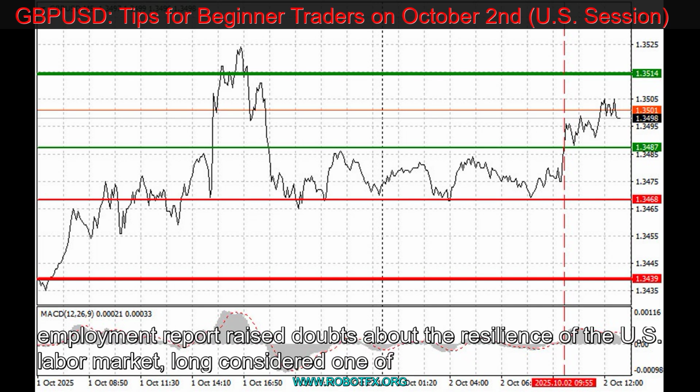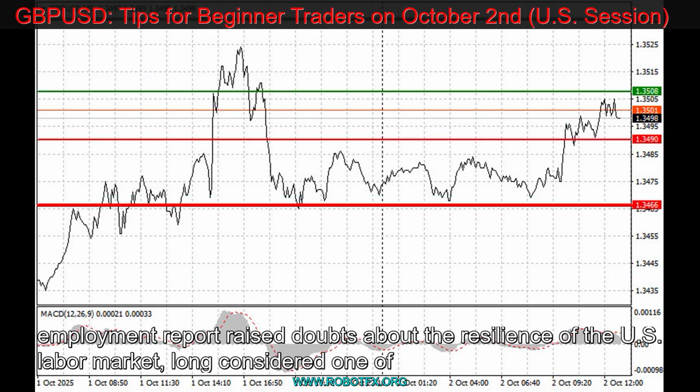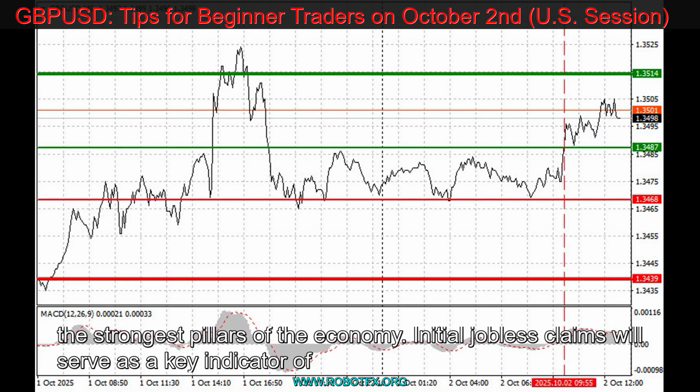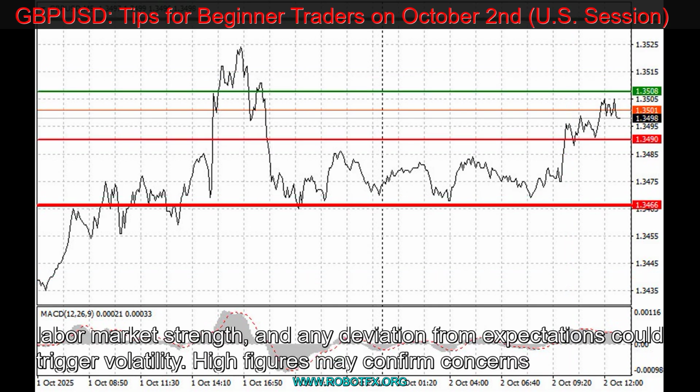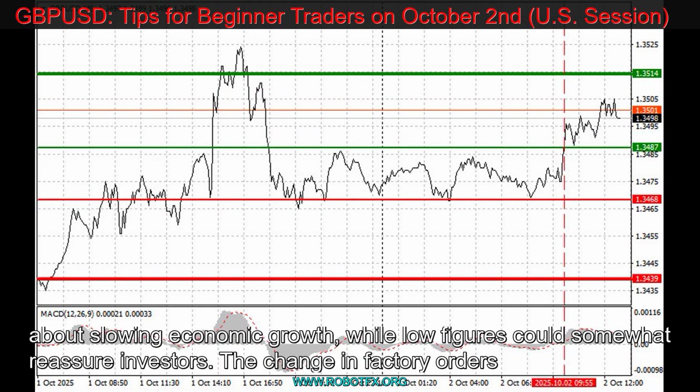Initial jobless claims will serve as a key indicator of labor market strength, and any deviation from expectations could trigger volatility. High figures may confirm concerns about slowing economic growth, while low figures could somewhat reassure investors. The change in factory orders is also an important indicator of the manufacturing sector's condition. Growth in orders reflects rising demand and positively impacts economic growth prospects.